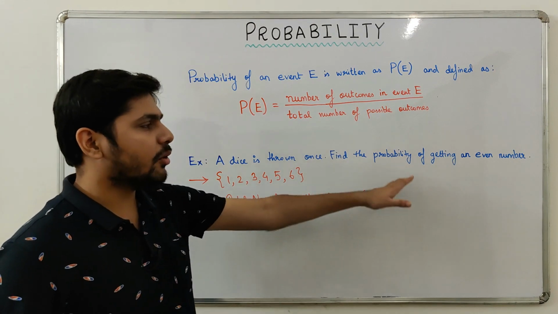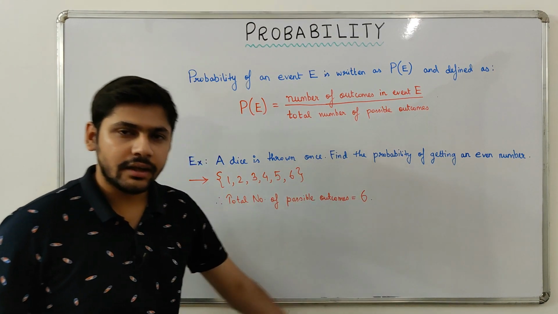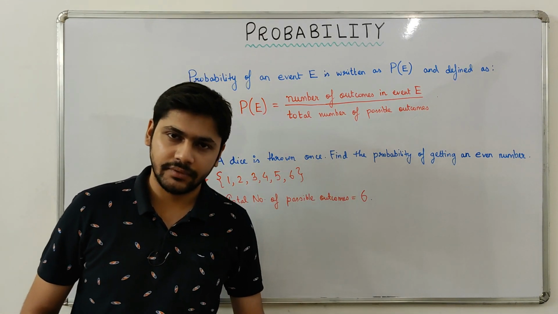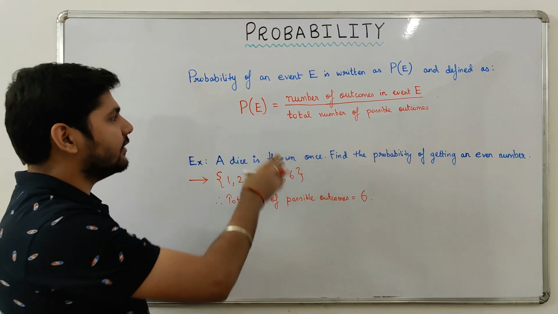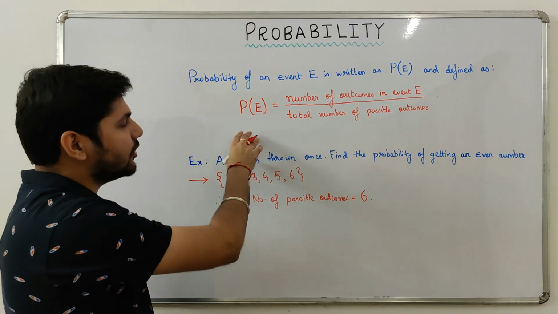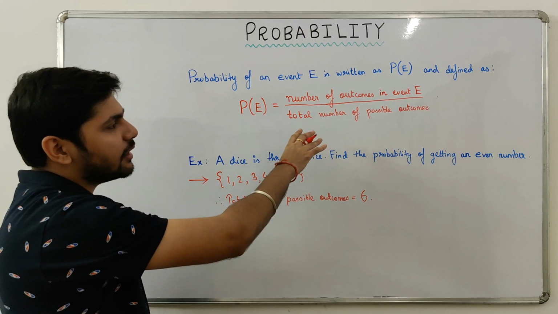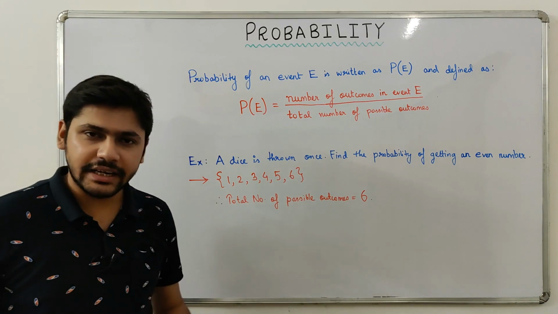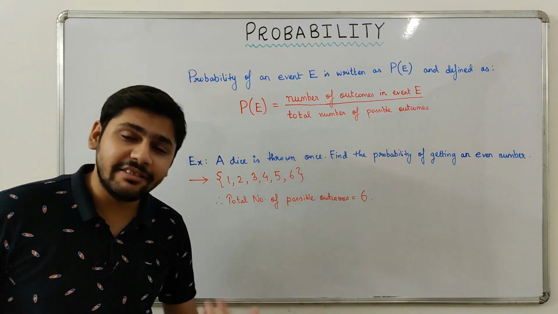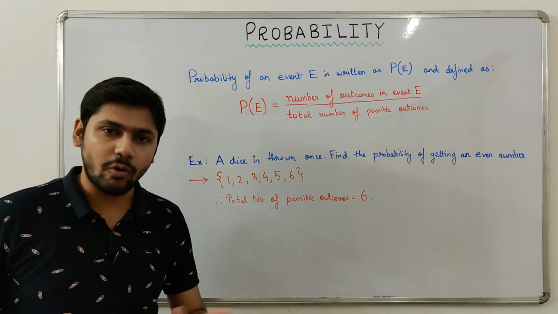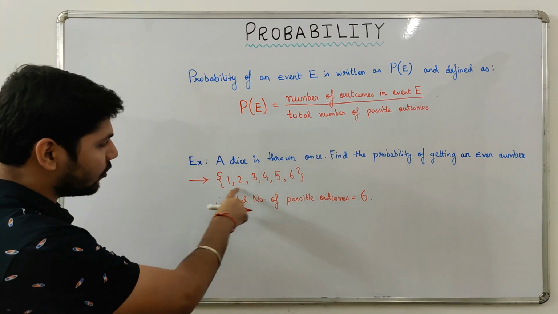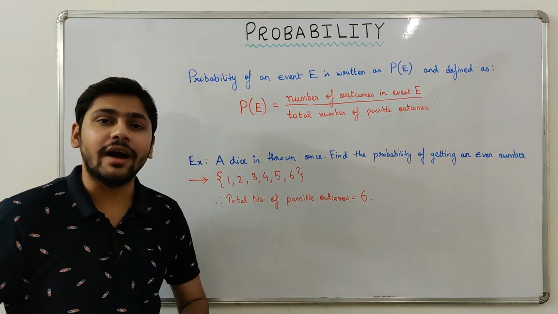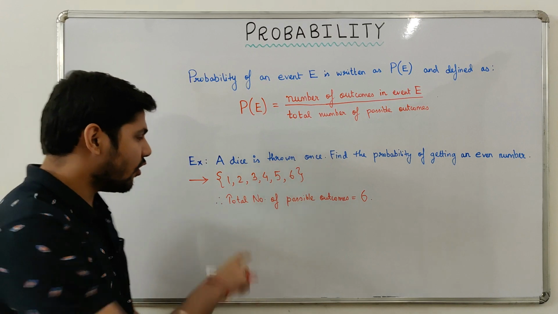Now you have to find the probability of getting an even number. You have to consider getting an even number as the event over here, and as per the definition of probability, P of the event, that means probability of the event, is equal to the number of outcomes in event E by the total number of possible outcomes. So what we actually have to check is the number of even numbers present in the outcomes. So we have the possible outcomes over here 1, 2, 3, 4, 5 and 6. Over here we have to find the even numbers. So what are the even numbers?